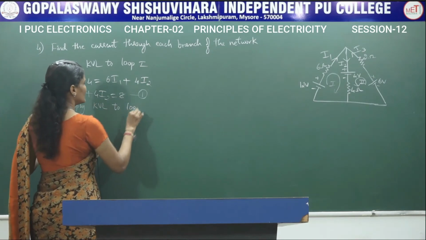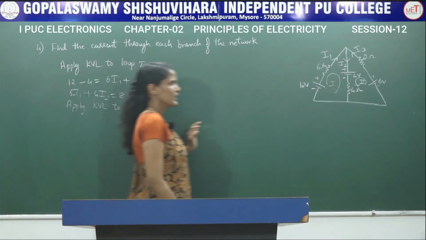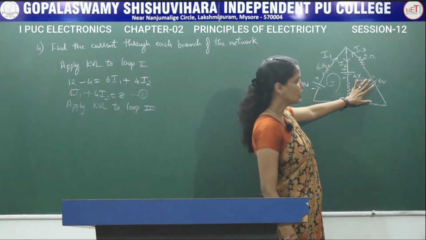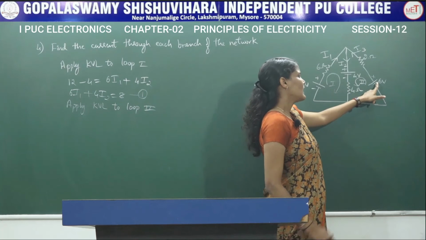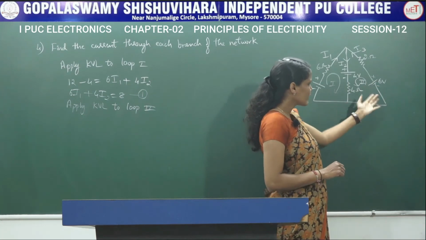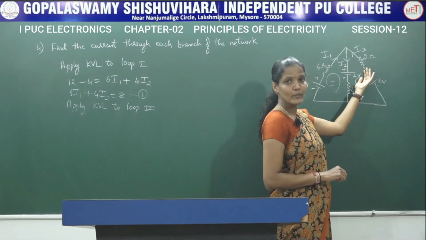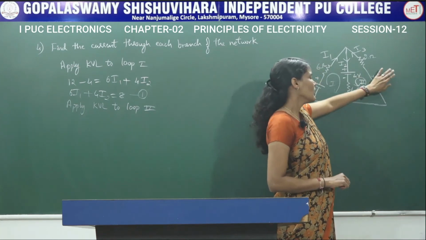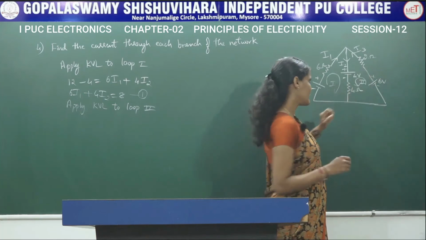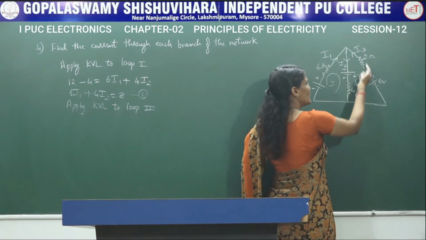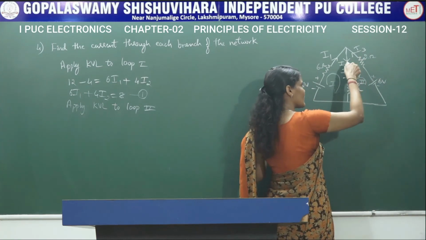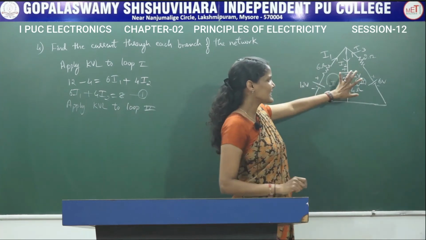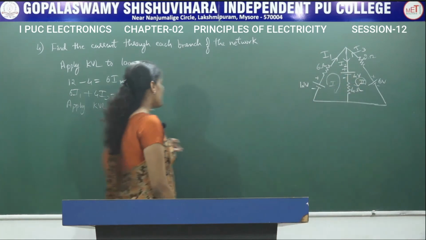to loop 2. Coming to this particular loop, second loop, the loop current is flowing from the negative polarity of the battery towards the positive polarity of the battery when you are considering 6 volts. So, the sign convention for this is positive, whereas coming to this, the loop current is flowing in this direction, that is from positive to negative.